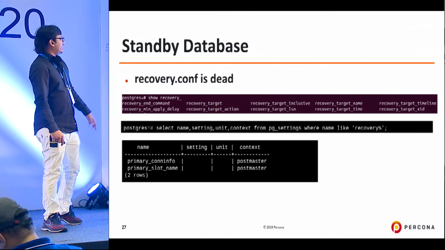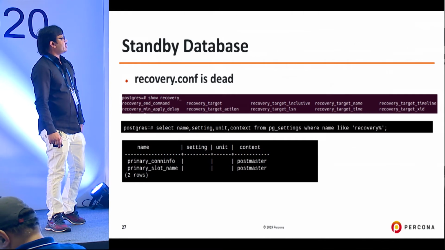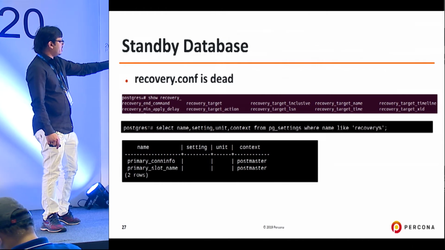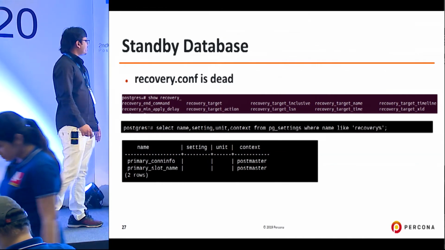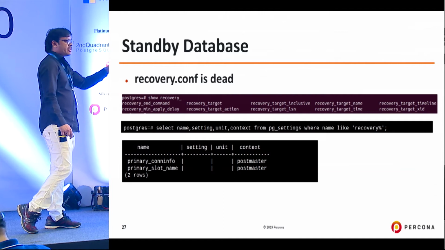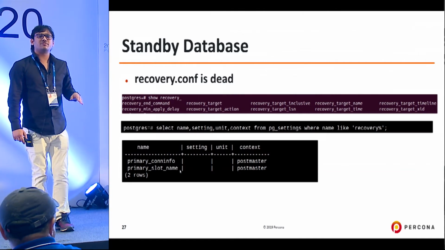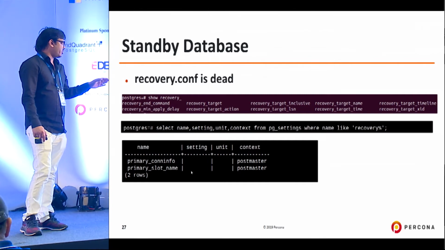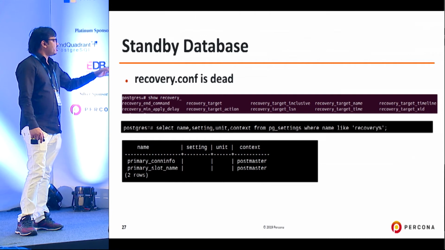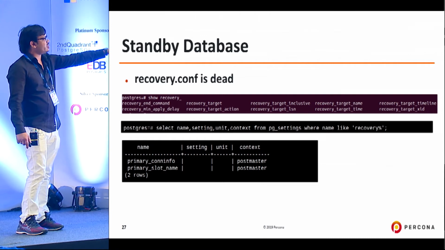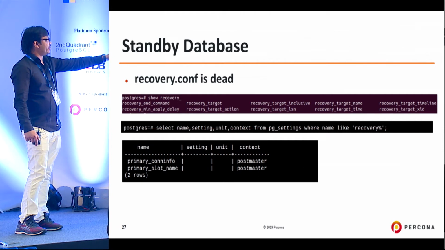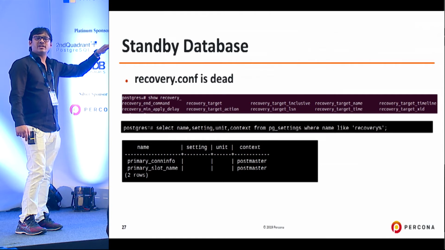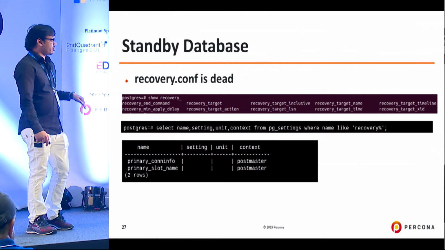So if you just say select name, setting from pg_settings where name like recovery, you see primary_conninfo and other related parameters, right? Even primary_conninfo and primary_slot_name were not part of the postgresql.conf file. These were part of the recovery.conf file. So to see all the recovery settings, you could just say select name and setting from pg_settings where name like 'recovery%', and you see all the recovery related settings now as part of postgresql.conf.